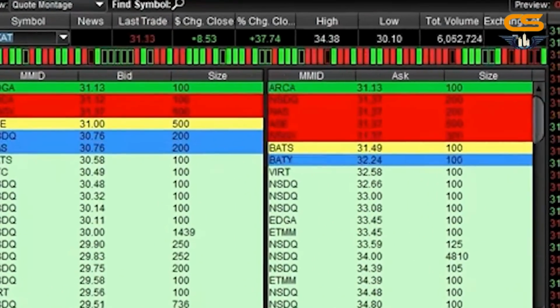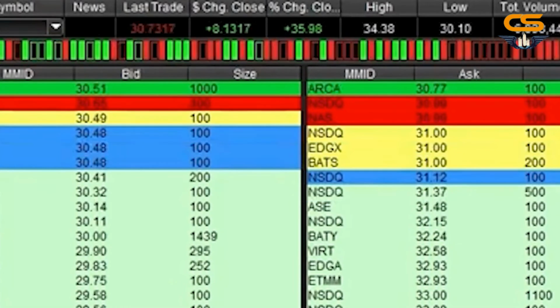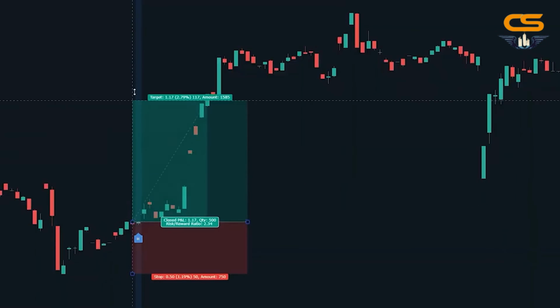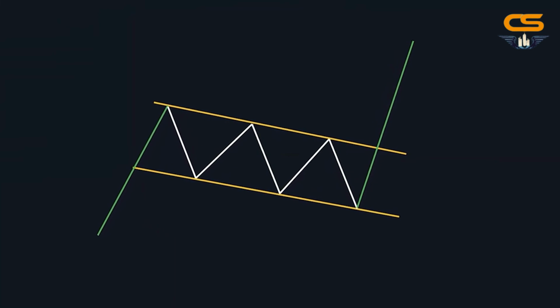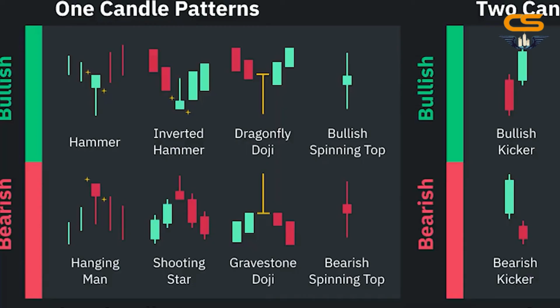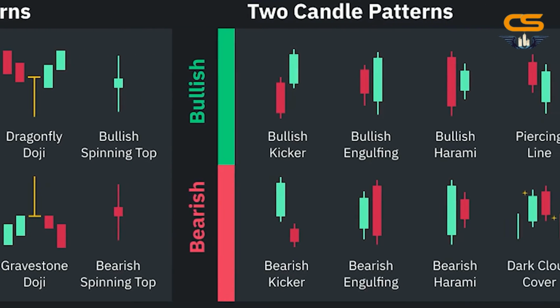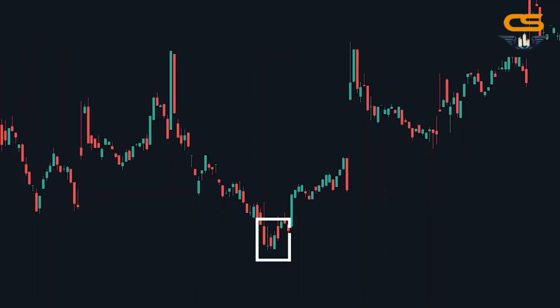Reading the level 2 is a very important skill to have when day trading. But another skill that is equally as important, if not more important, is being able to read candlesticks to tell which direction the market is about to head. In this video, I go over some of the most popular candlestick patterns and explain how to trade around them.